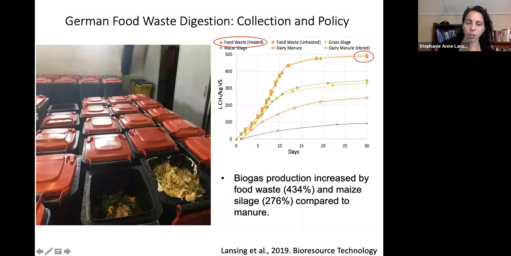So here's a German system. Here's the food waste that they collect. All of this food waste gets collected from different restaurants. They go and collect it every day and put it inside their digester.